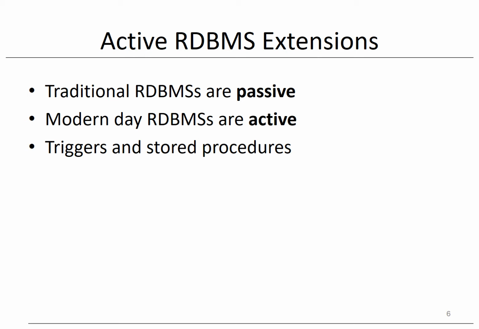Traditional RDBMSs are passive in the sense that they only execute transactions which are explicitly invoked by users and/or applications. Most modern-day RDBMSs are active RDBMSs since they can autonomously take initiative for action in case specific situations occur. Two key components of active RDBMSs are triggers and stored procedures.